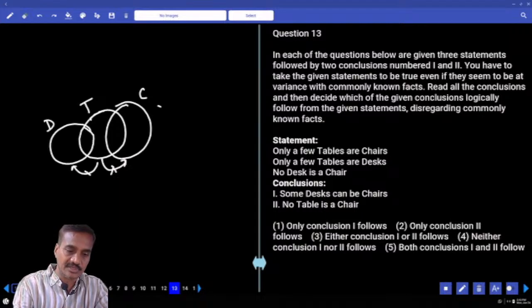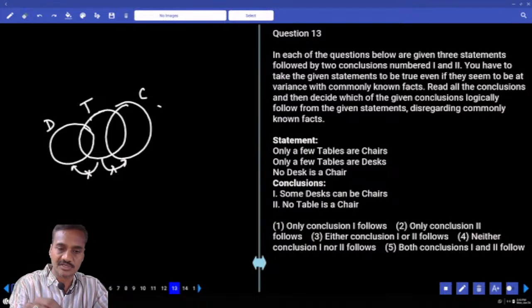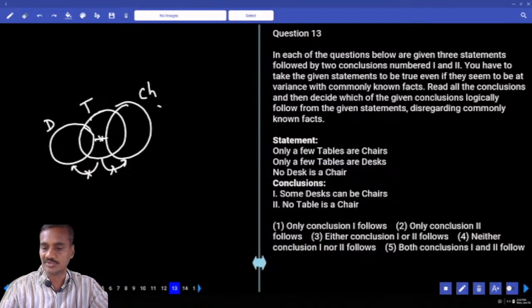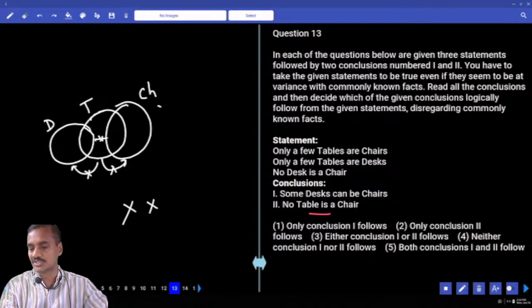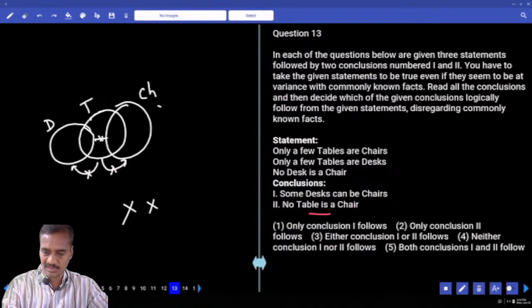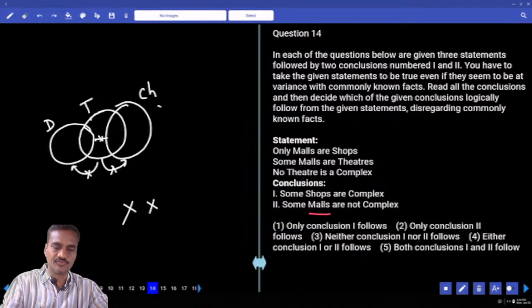The entire table cannot be part of desk. No desk is a chair. Now this is chair and this is desk. No intersection between these two. Some desk can be chair? Is it possible? No. And no table is a chair, that is again false because some tables are chairs. Then what is your answer? Neither one nor two, choice 4. 13th one, choice 4. Then 14.